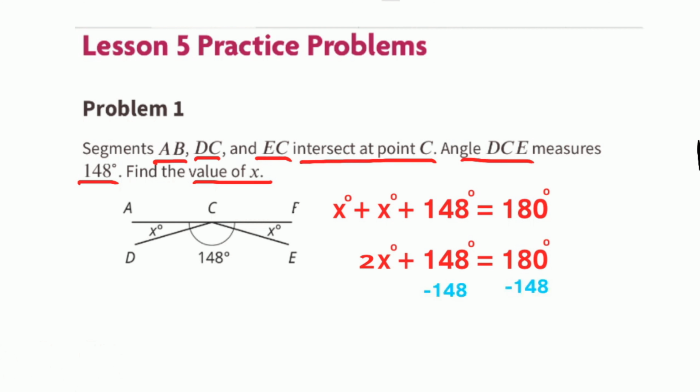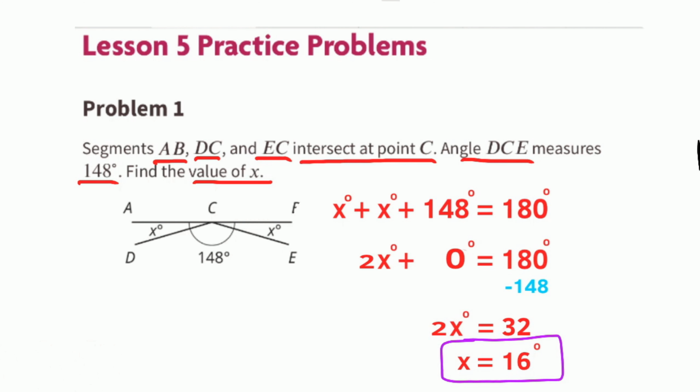To solve for x, we'll subtract 148 from both sides of the equal sign. That leaves us with 2x degrees equals 32. The next step is we need to divide both sides by 2. And that leaves us with 1x degrees, or x, equals 16 degrees. So x equals 16 degrees.